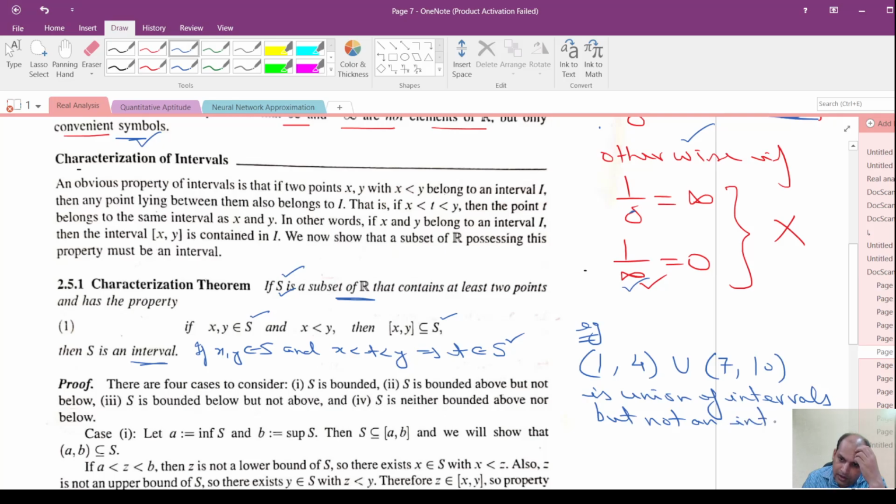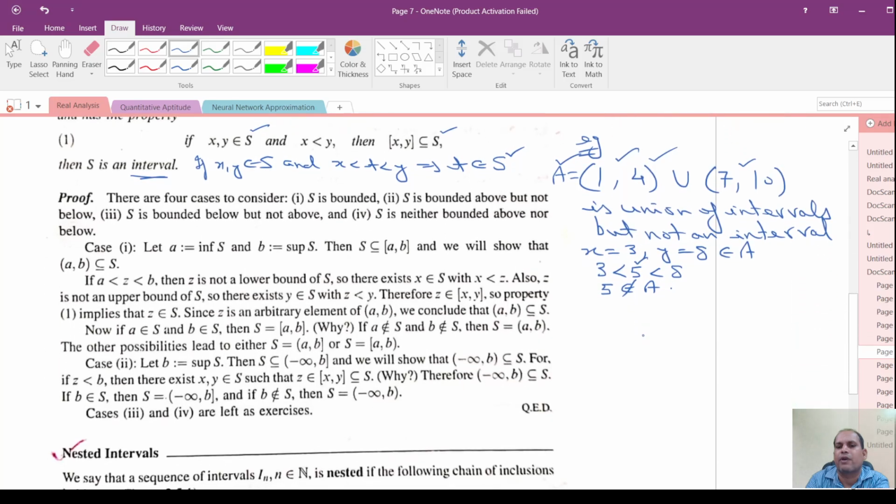But not an interval. Because say from this I can choose x equal to 3, and let me call this set A, and y equal to 8, both are members of the set A. In between 3 and 8 we have 5, but 5 is not in A. So if we have at least one element which is not a member of the set and lies in between x and y, then we will say that this is not an interval. So union of intervals in general need not be an interval.